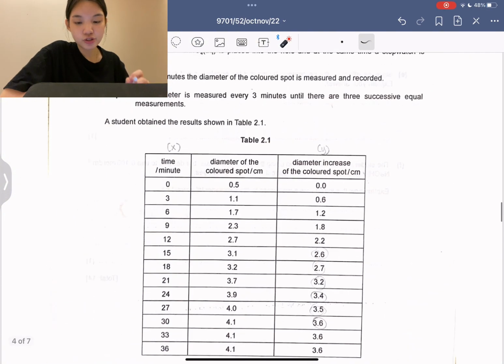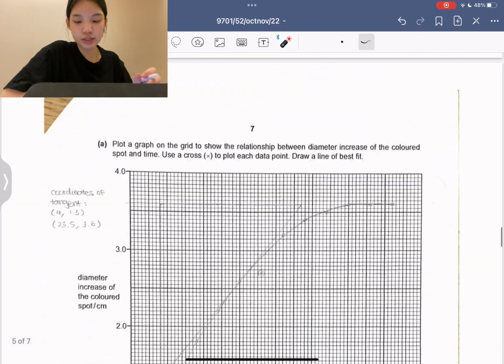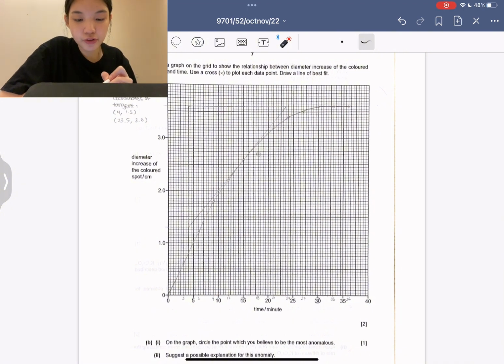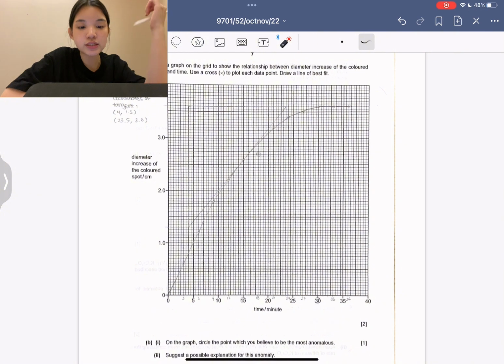So this means it is measured every 3 minutes until the values are constant. Later you should identify that the time is the x variable and the diameter increase is the y variable, as seen in the graph here. The first thing you have to do is A, plot the graph on the grid to show the relationship between the diameter increase of the colored spot and time, y against x axis. Use a cross to plot each data point and draw a line of best fit. A line of best fit doesn't necessarily mean a straight line. It could be a curve as long as it connects all the crosses.